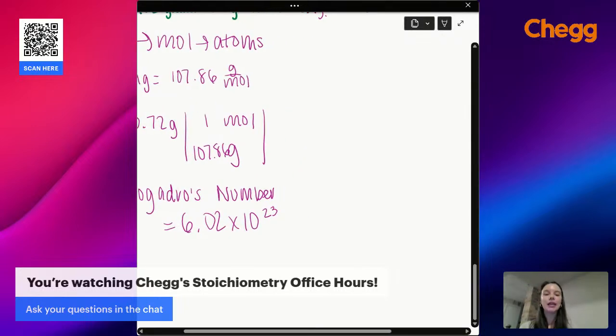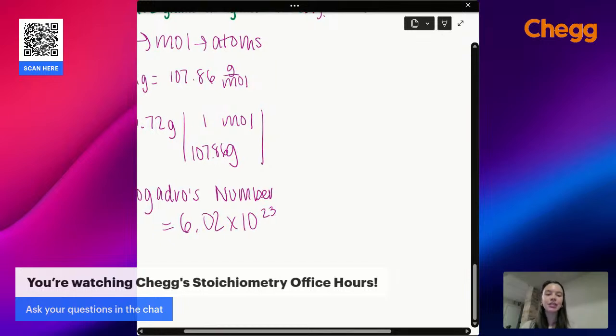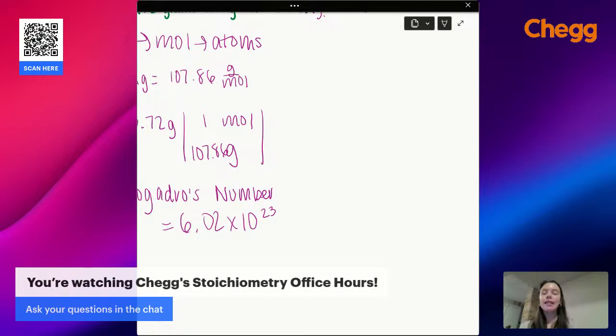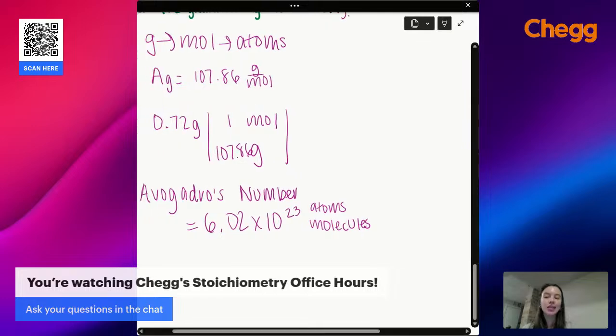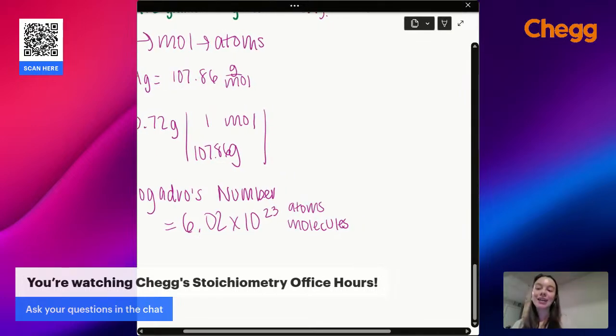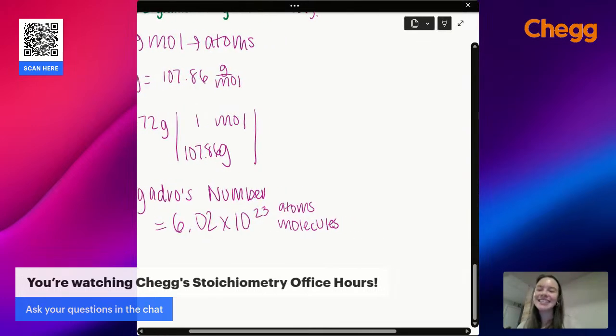Yes, good job, Yo from TikTok. Avogadro's number is absolutely correct. That is how many atoms or molecules are in a mole. That's what that number stands for. It's universal for any element. Silver, gold, carbon, all of them have 6.02 times 10 to the 23rd atoms in a mole. How they found that out, I don't know, but I'm sure it had to do with something that Avogadro did.